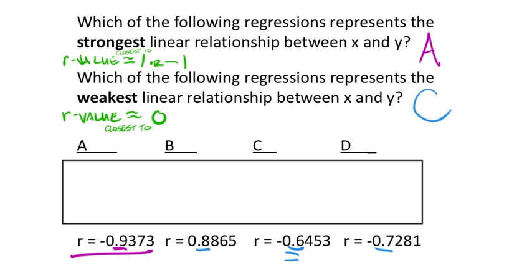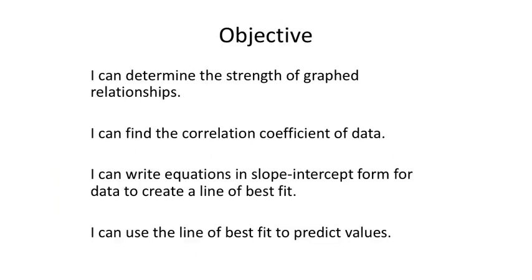That's it. So that's all we got to do. And we went through each objective. We need to be able to determine the strength and direction of graph relationships for data. And then the correlation coefficient, that's the r value, which we just use the calculator to do. And then once we get a table of data, we can find slope-intercept form with the A-B thing on the calculator. Again, this is calculator stuff, all generated by the calculator, and then I can use the line of best fit to predict values. But the calculator is going to help us with those as well.